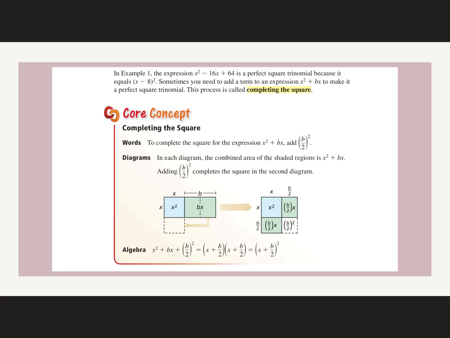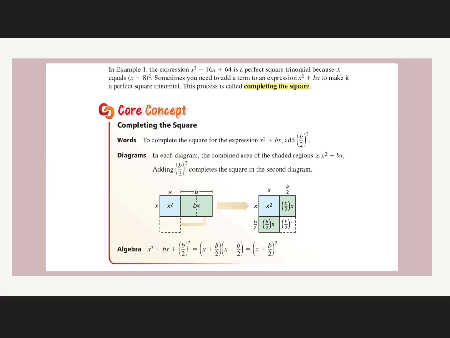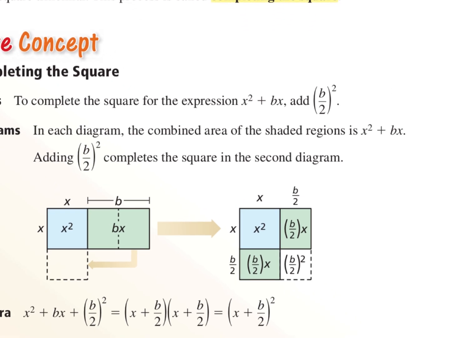All right, next we're going to get into completing the square. So to complete the square, we always want our x's on one side of the equation, and then we're going to use this little formula here to help us complete the square. b over 2 squared. So we're going to use this every time to complete the square.